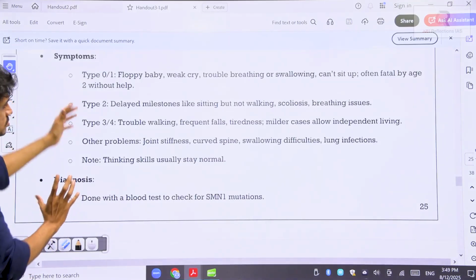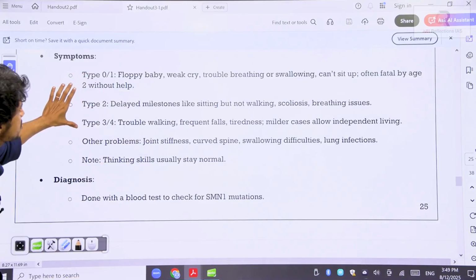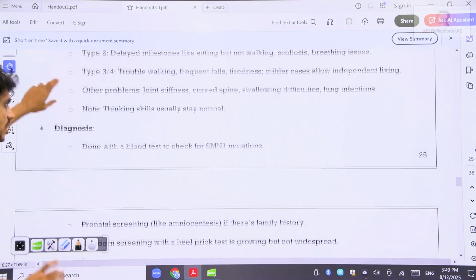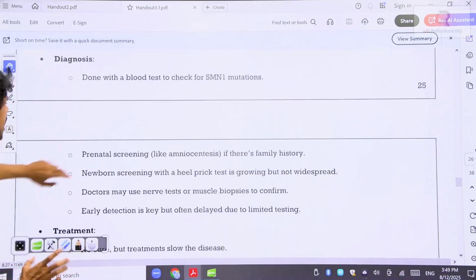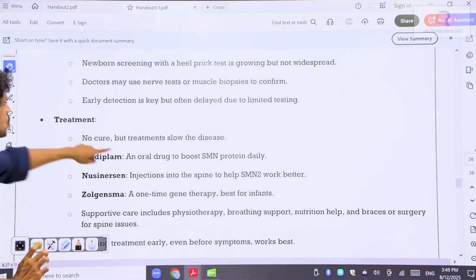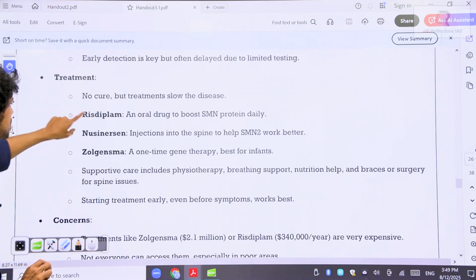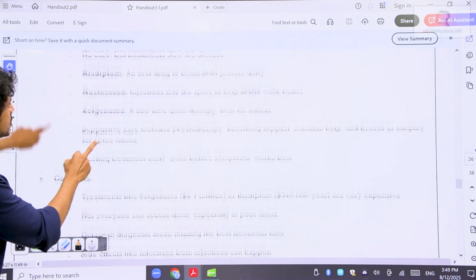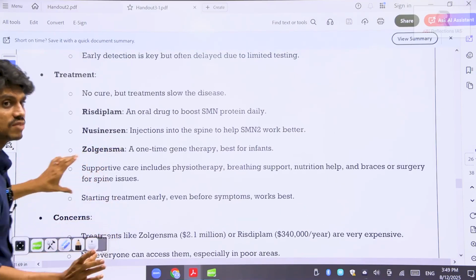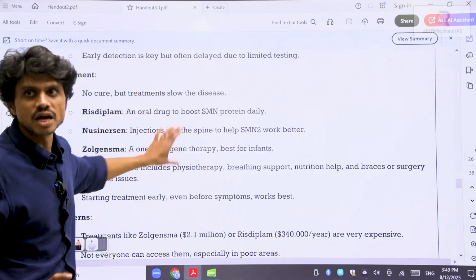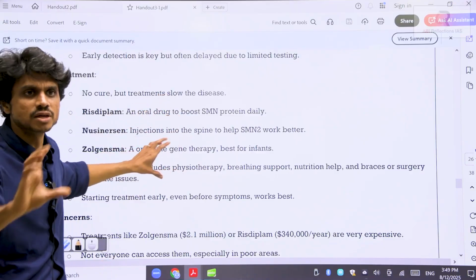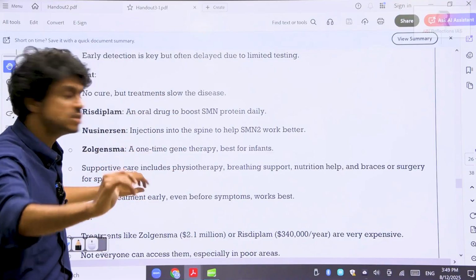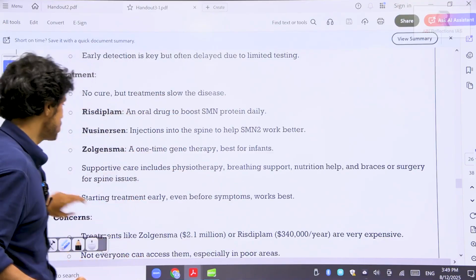Overall, there are various types, with swallowing difficulty and all. You don't have to mug up these things. Just understand, parental screening and diagnosis is done. There is no cure, but treatment slows the disease. Risdiplam is generally an oral drug. In Kerala, they are trying to provide this free of cost. That's why we discussed this recently. When this article came up in the news, Kerala was trying to provide this drug free of cost for a few patients.